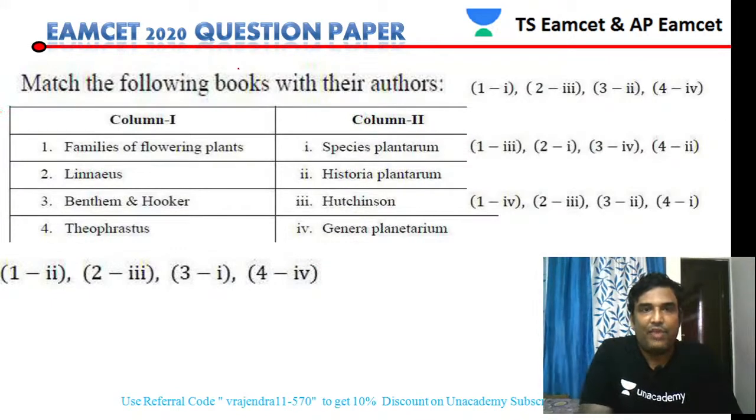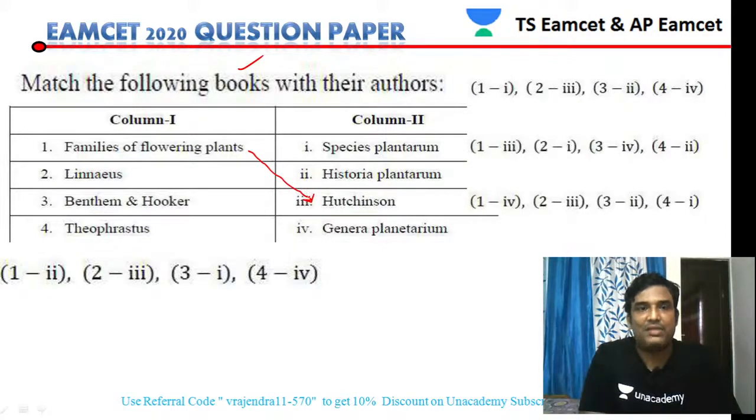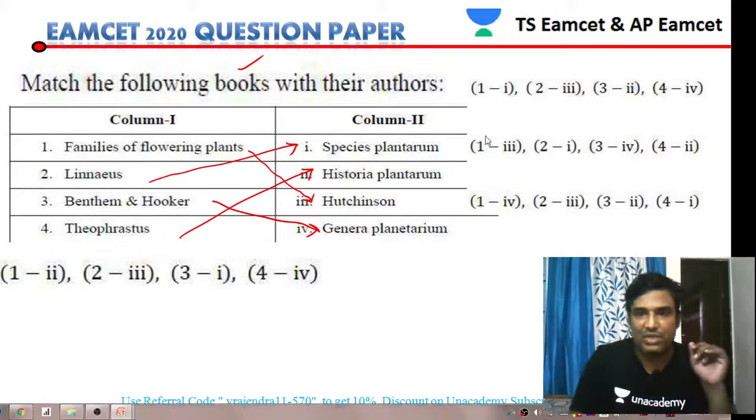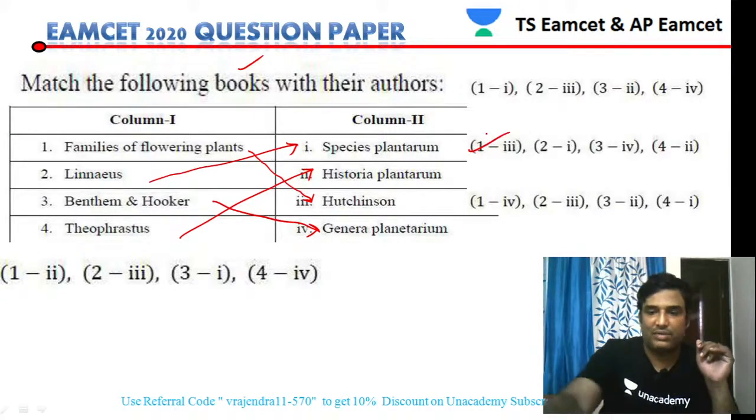Next, match the following books with their authors. Families of the Flowering Plants was given by Hutchinson, a scientist who gave the families of the flowering plants. Then Linnaeus published binomial nomenclature in detail in Species Plantarum. Bentham and Hooker published the book Genera Plantarum. Then Theophrastus published the book Historia Plantarum. Based on that, option 2 will be our answer.